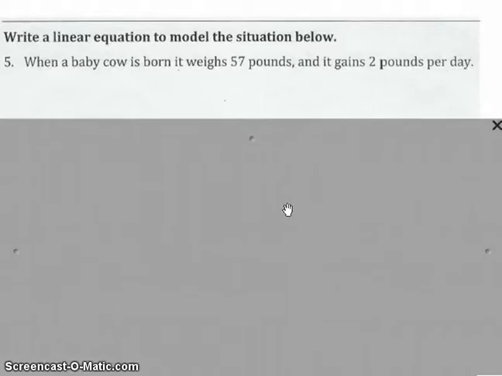Moving on to the bottom of the page. This time it's a word problem. Once again, come up with a linear equation, but this time based on a story. Well, I talked about the idea that y-intercept is your starting point. For this baby cow, the starting point was 57 pounds. And slope is rate of change. The rate of change for this baby cow is 2 pounds per day. So that's my slope right there, 2.